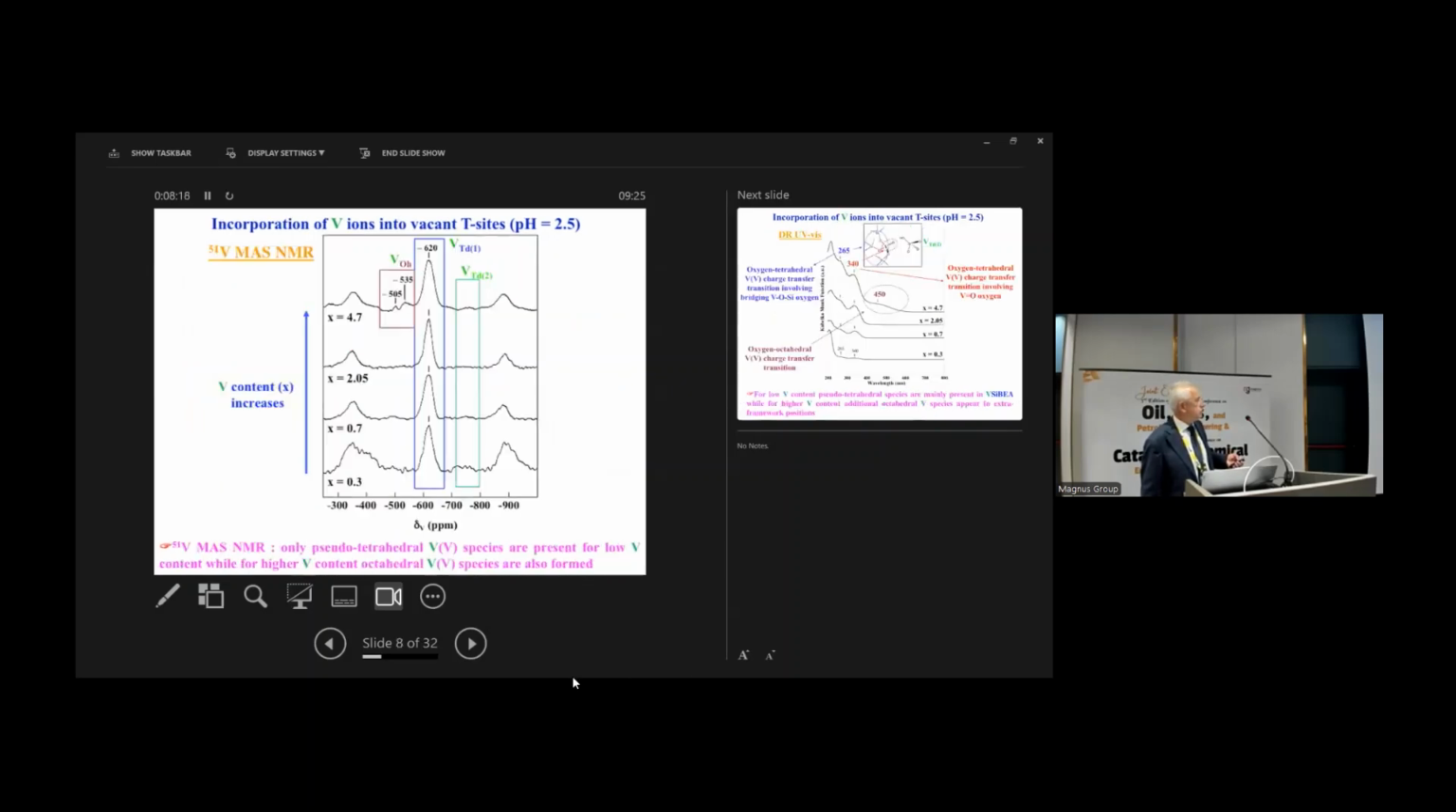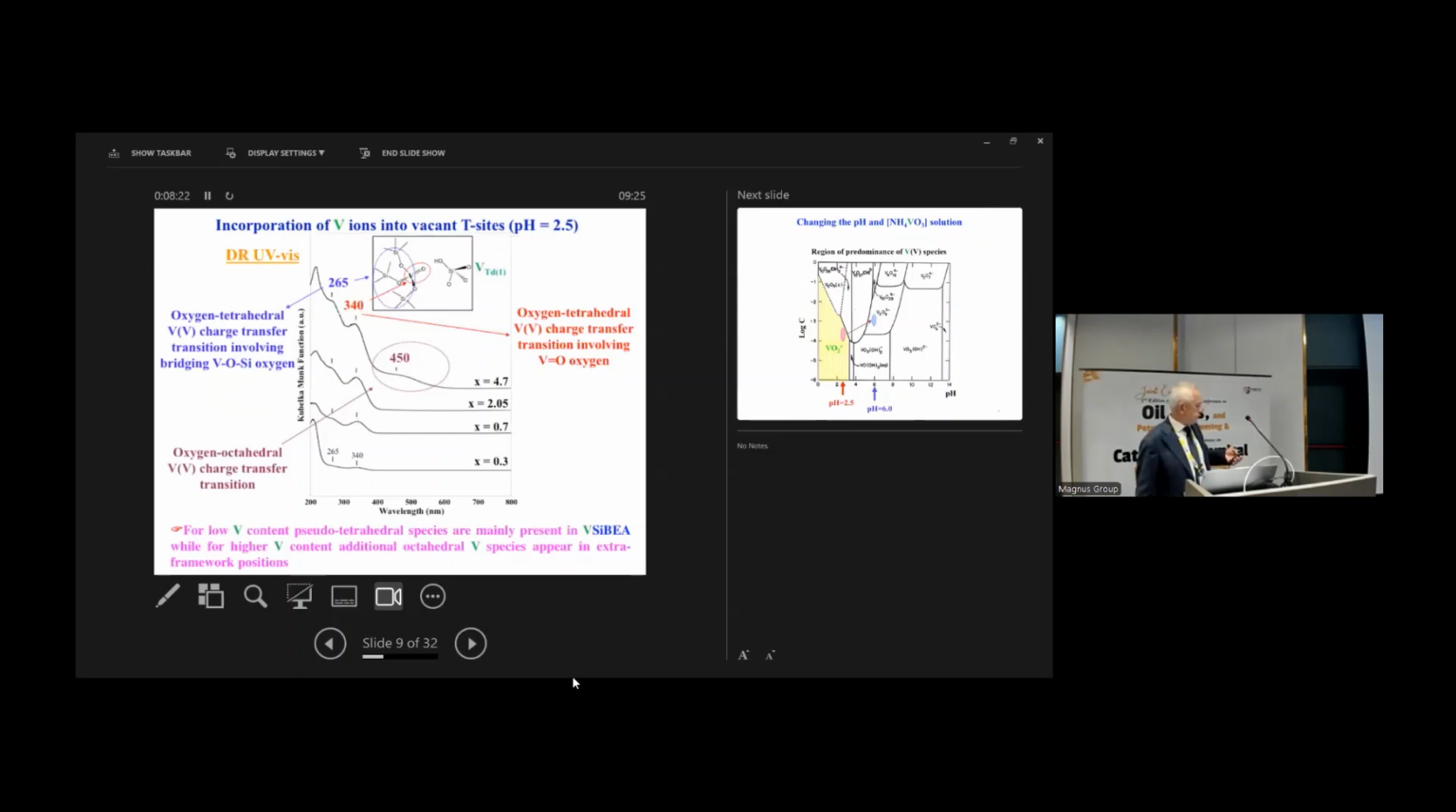This result was also confirmed by UV-Vis spectroscopy. We can see here that UV-Vis spectroscopy shows us that for the low loading of vanadium there are only two bands, corresponding to oxygen-to-tetrahedral-vanadium charge transfer transition involving the bridging oxygen, this one, and a second band at 140, corresponding to oxygen-to-tetrahedral-vanadium charge transfer transition involving the terminal oxygen, this one.